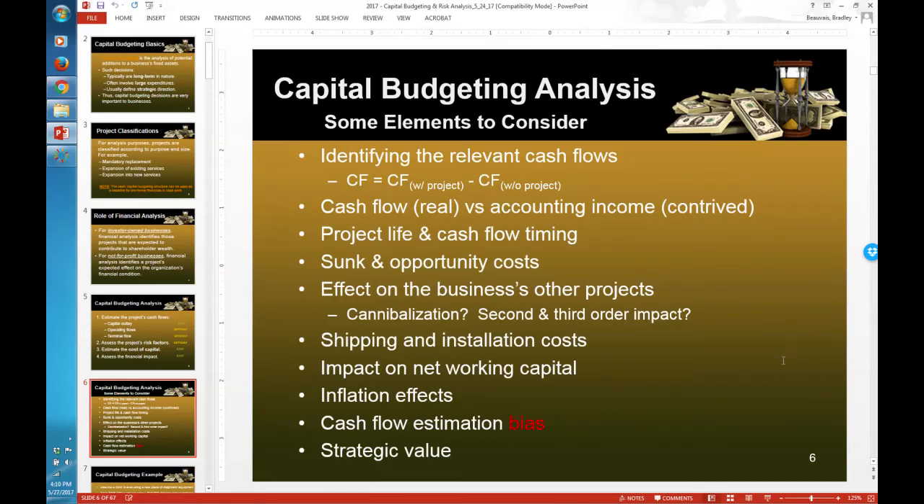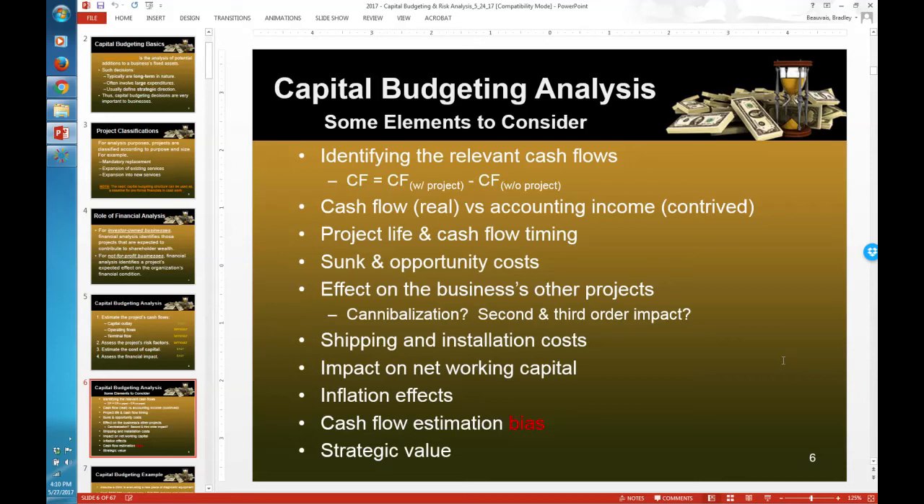So with this in mind, there are a lot of factors to consider. We have to be able to identify the relevant cash flows, as I just discussed. We have to understand the difference between real cash flow and some sort of contrived accounting income. The most notable one we talk about in capital budgeting with regard to accounting is how we handle depreciation. Okay, and we'll talk through that in just a little bit.